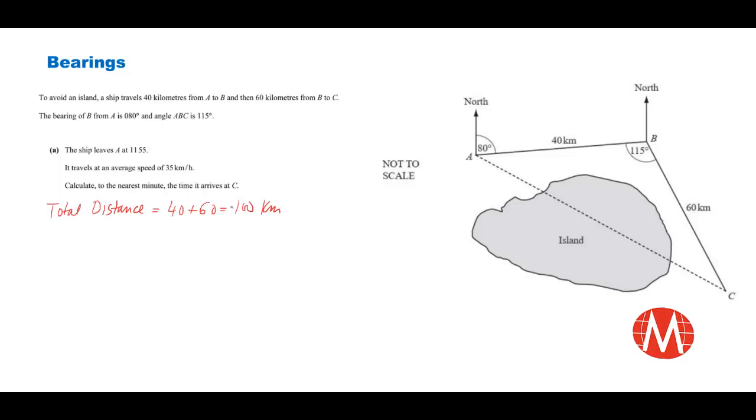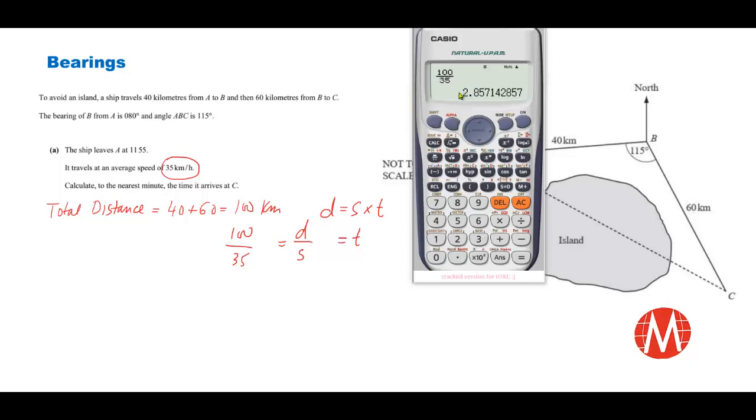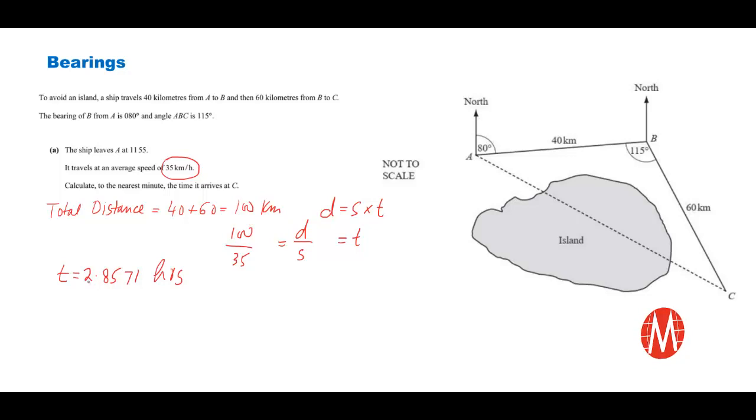The total distance covered from A to B and then B to C is 40 plus 60, 100 km, and the average speed of the whole journey is 35. We know the formula distance is equal to speed multiplied by time, so the time is distance over speed. Putting the values here, 100 km is the distance and the speed is 35. 100 over 35 is 2.8571. So the time is 2 hours.